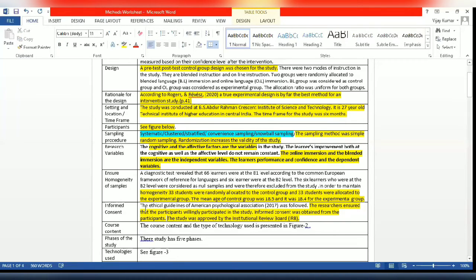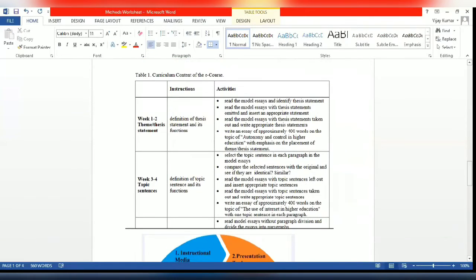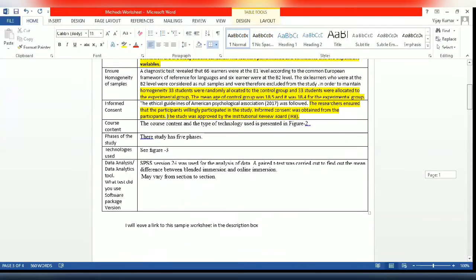And then, what is your course content? I have mentioned my course content here in a table. See, I have mentioned this is what I did in the first week. So week 1 and week 2, these are my activities. Week 3 and 4, this is my topic, these are my activities. So don't provide descriptive information, provide your information in tables.